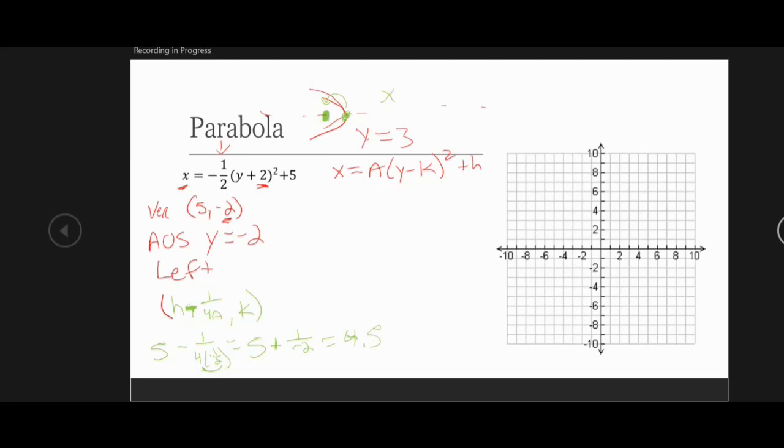4.5 for that focus. And again, in this case, when it's a parabola, there's only one. So it's 4.5, comma, k was -2. All right, so let's see how this is going to look in a graph.